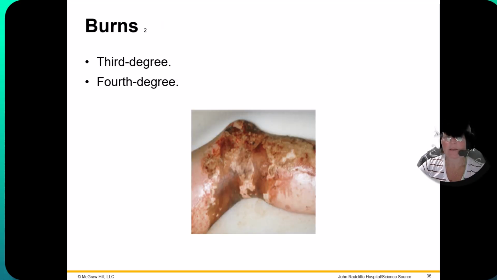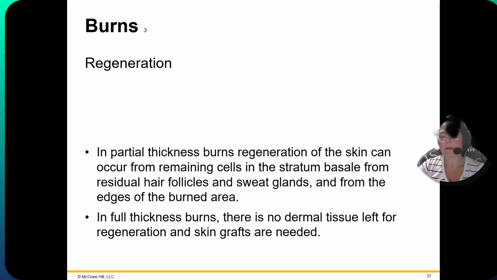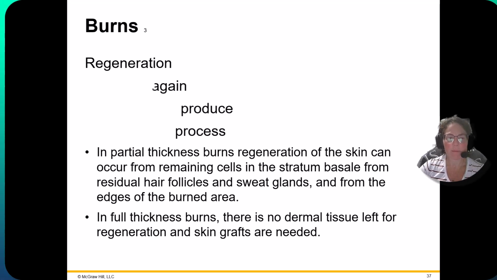And then you have 3rd degree and 4th-degree burns, which is where it's through the entire skin, all the layers of the skin, and then into the muscle and into the tissue deeper than the skin. When you have burns, we rely on regeneration to regenerate that skin. And if that doesn't occur, then we might have to do what's called a graft, and we'll get into that. So regeneration, break it down. What does it mean? What are the different word components? Here we go.